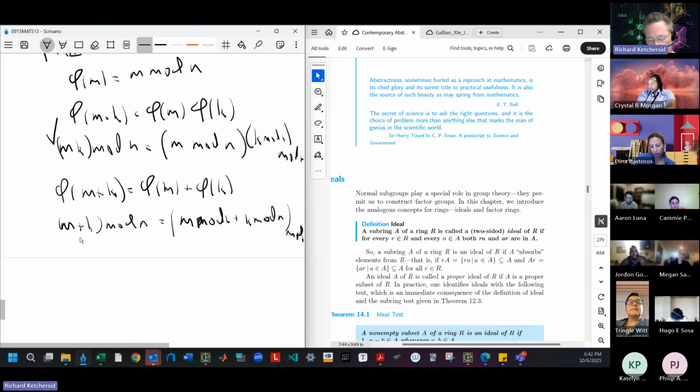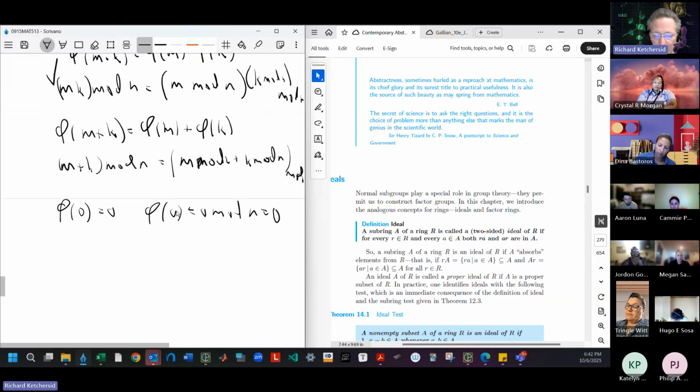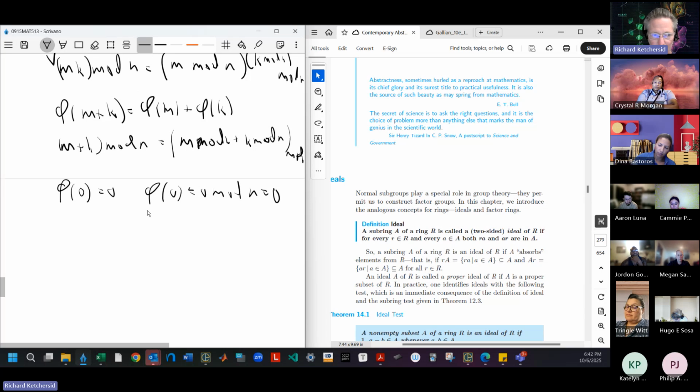Right, and then what else do I need to show? I need to show that phi of 0 is 0. So this just says phi of 0 is 0 mod n, which is just 0. There's really nothing to show there. That one's kind of for free. So that's a nice, simple example.